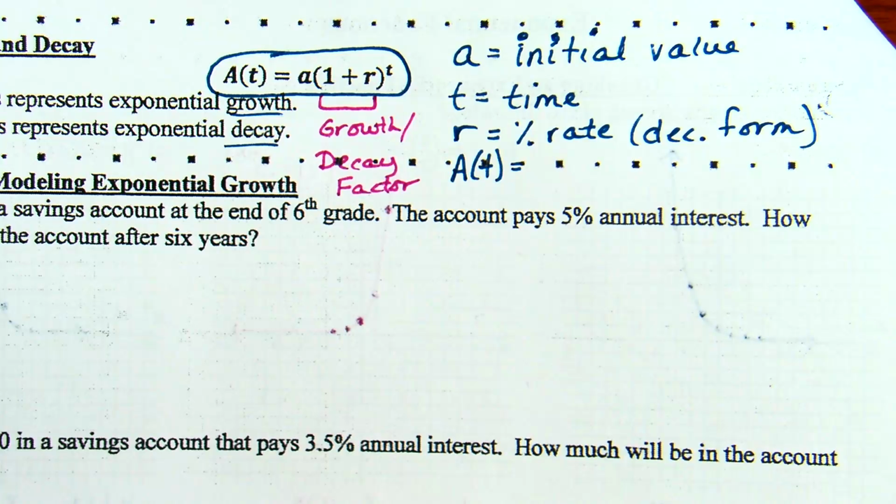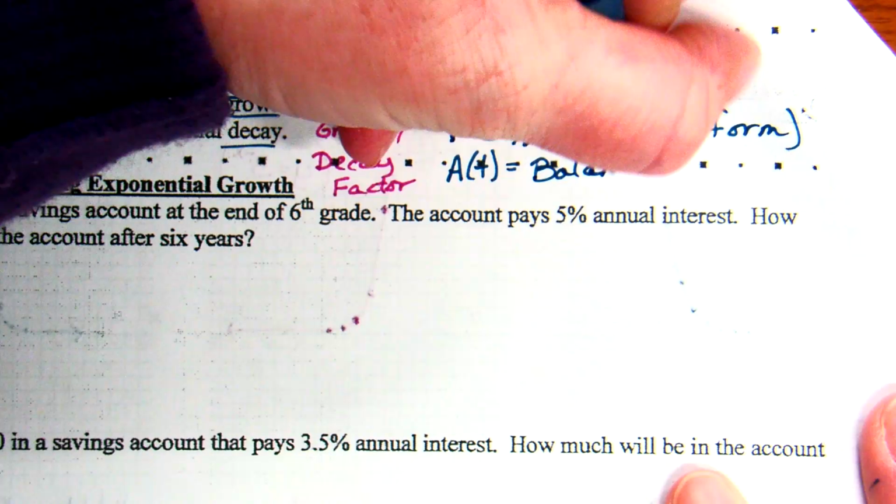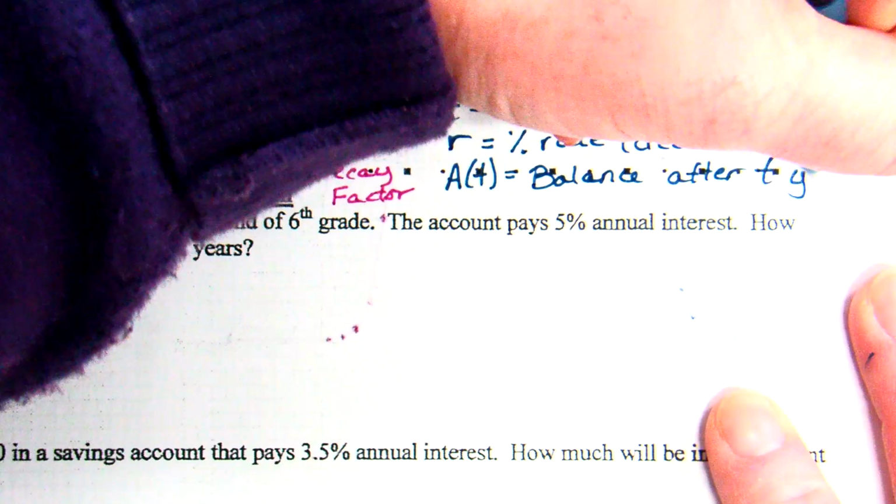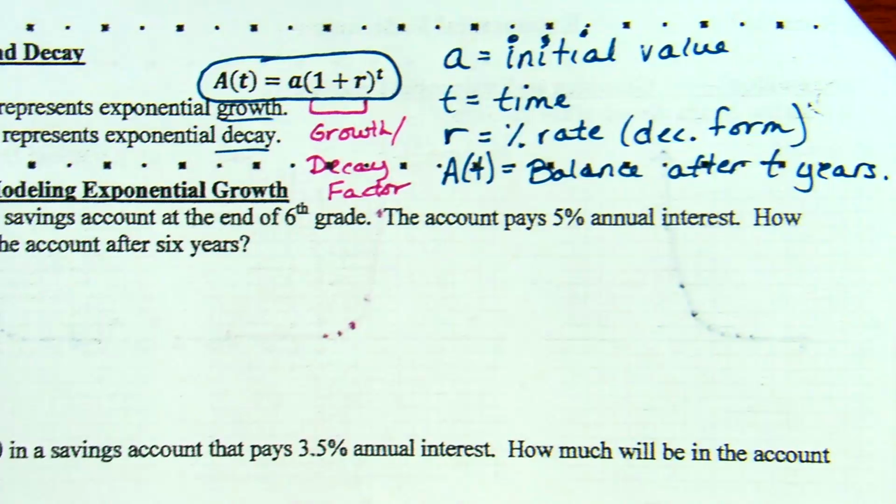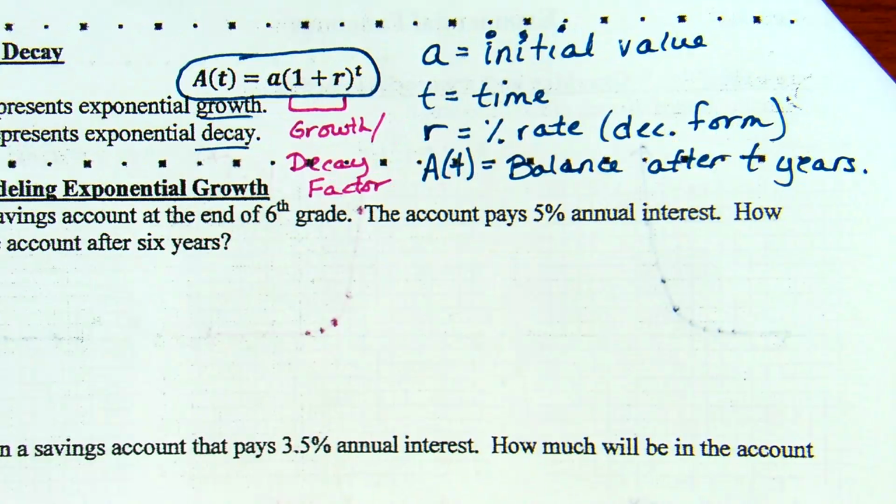A of t is what this equation equals, right? And so it is your total amount after t years. Now, I'm going to use a different word though. I'm going to say it's the balance after t years. Couldn't this also be represented as f(x)? It could. We don't usually use f of x here. Okay, so A of t is the balance after t years.